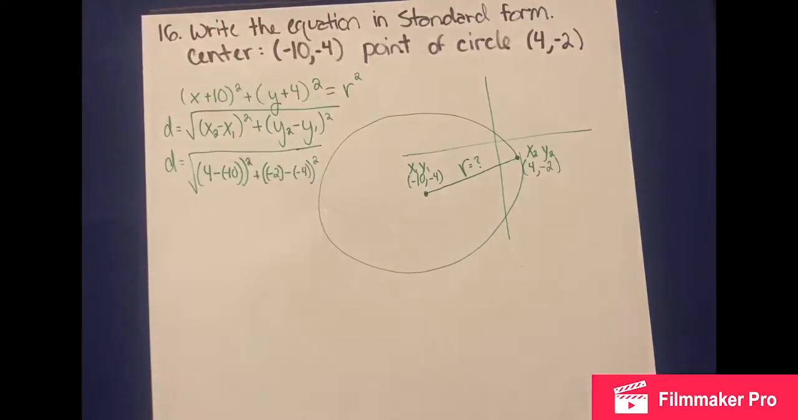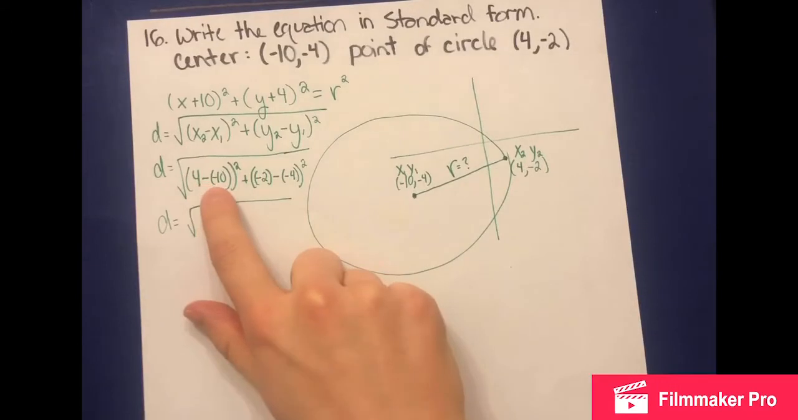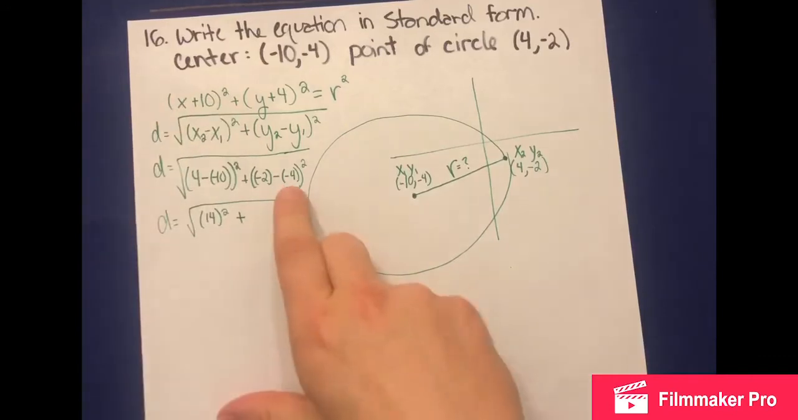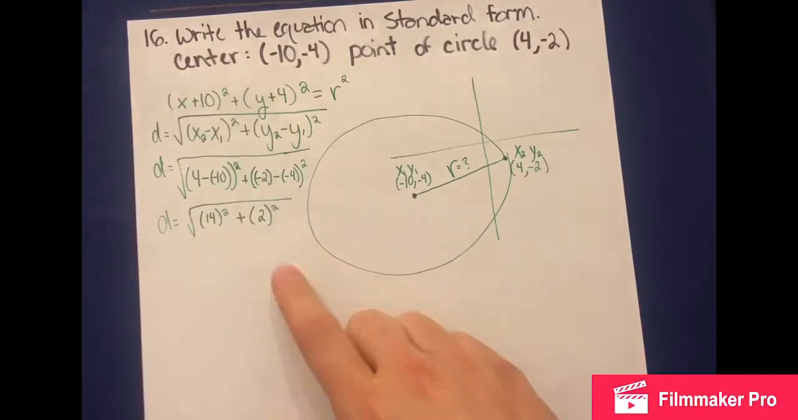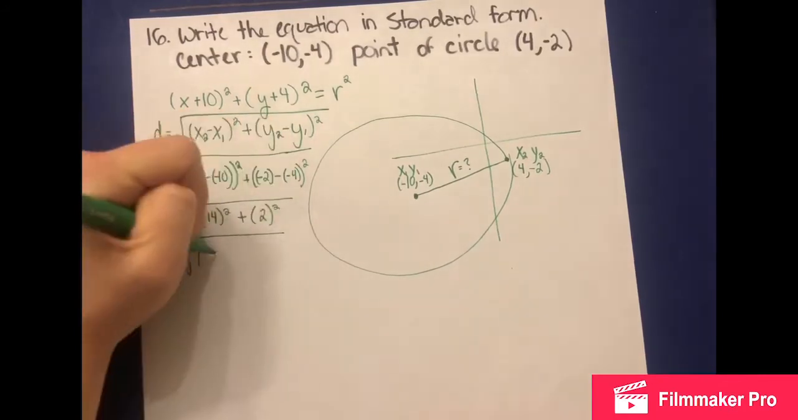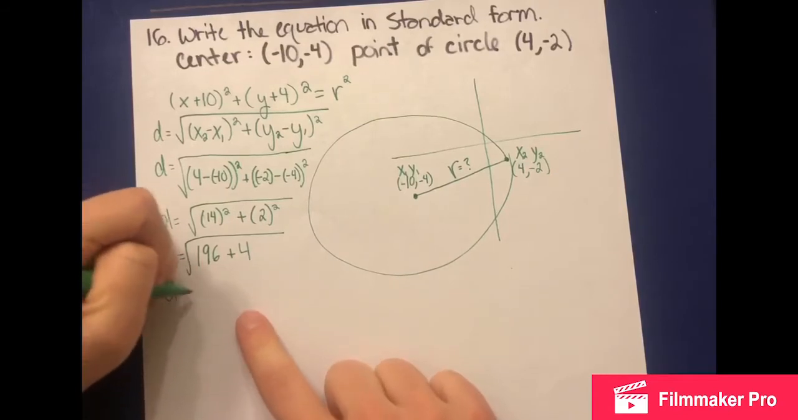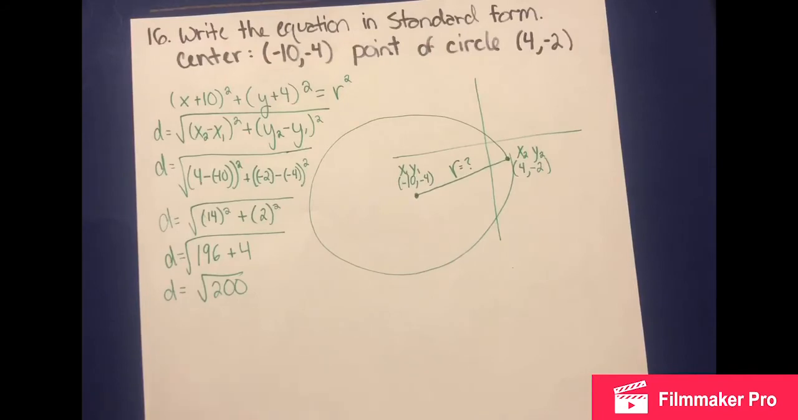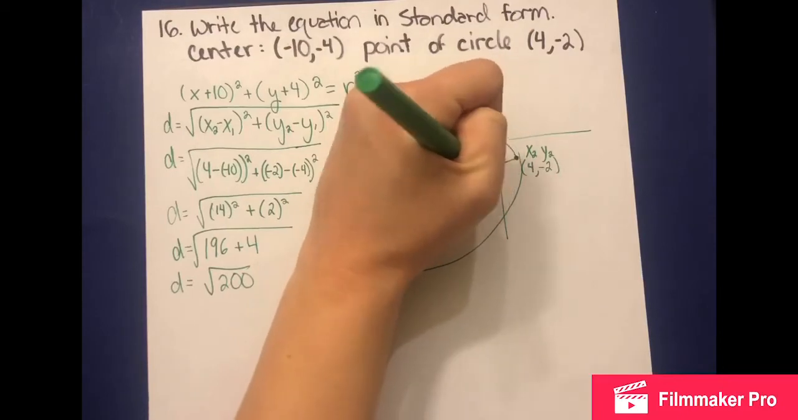Okay, so let's simplify real quick. Distance equals the big square root. This ends up being a plus, so it's 14 squared plus 4 minus 2, which is 2 squared. We already know this in our head, that's 196 plus 4. I get distance equals the square root of 200. That's my radius, the distance between these two points. So currently I have the radius is equal to the square root of 200.